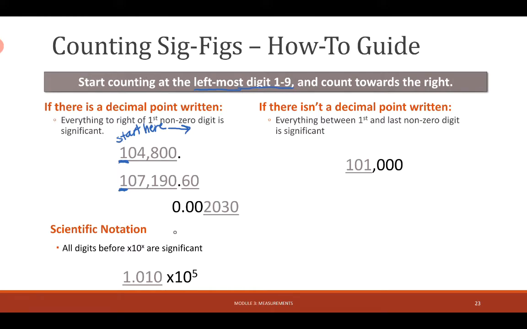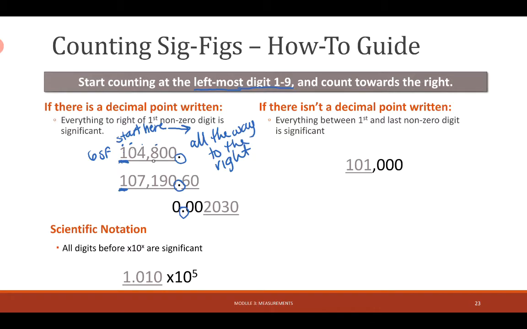And then we have to figure out, where do we stop? We stop at the last digit if there's a decimal point. So if there's a decimal point anywhere in the number, anywhere at all, then you have to count all of the digits, starting here all the way to the right. Don't skip over any zeros or anything, just count all of them. So this number has 1, 2, 3, 4, 5, 6 sig figs.